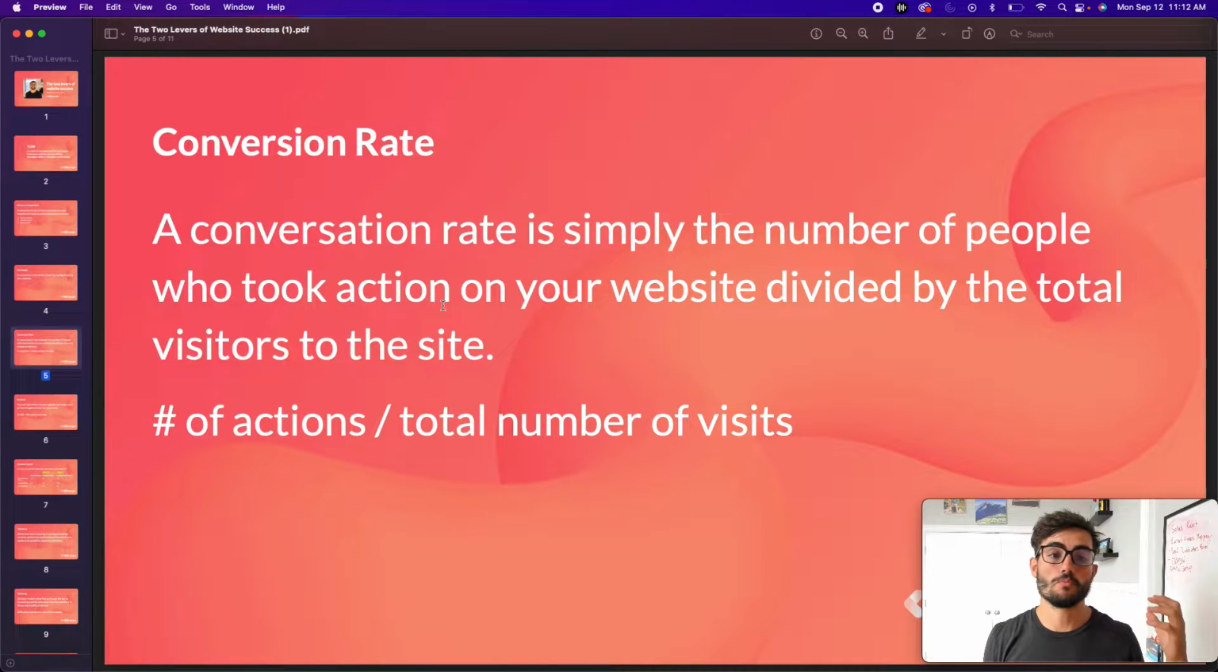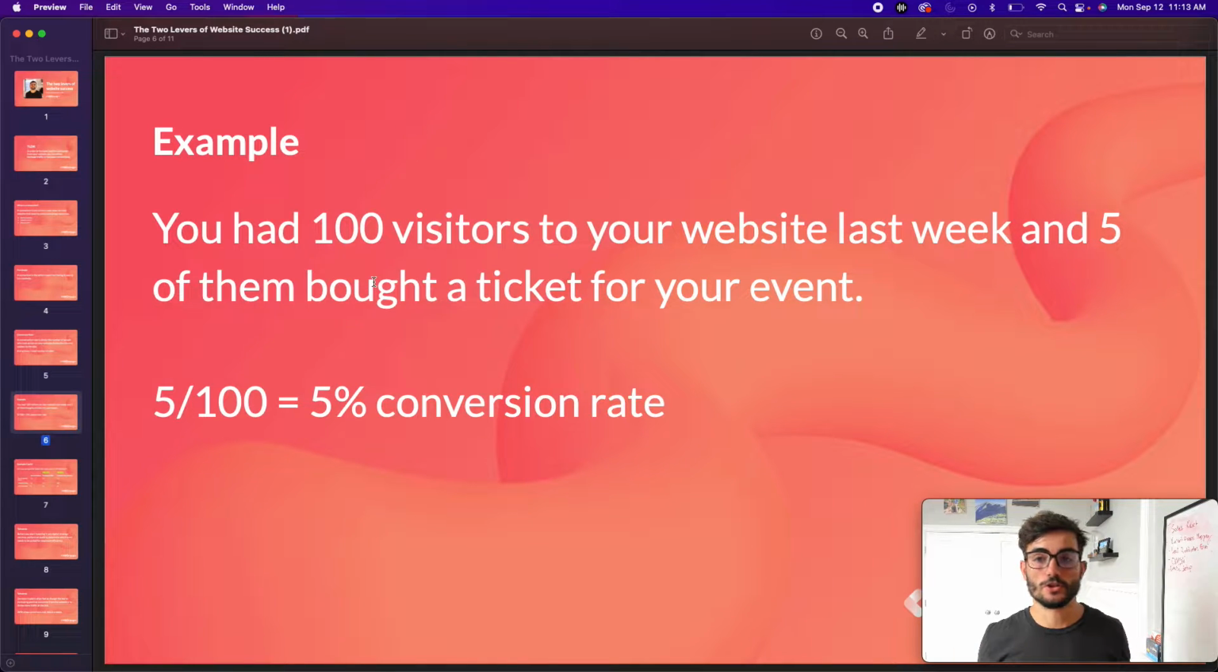It's simply the number of people who took an action on your website divided by the total number of visitors to the site. As an example of that, let's say you had 100 visitors to your website last week or month or whatever timeline you decide to use. Let's say you had 100 visitors to your website and 5 of them bought a ticket for your event. 5 divided by 100 is 0.05, which, converted to a percentage, is a 5% conversion rate. It means 5 out of every 100 users took the action you wanted them to take on your website.